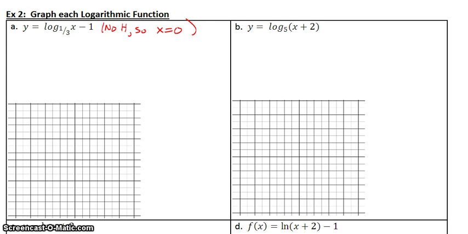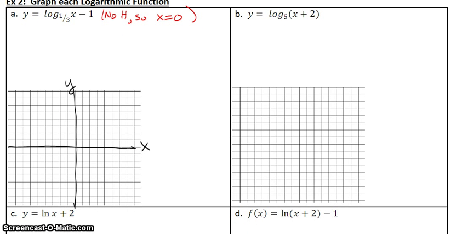Let me get myself set up here with my graph. That's just my xy coordinate plane drawn as best as I can. So I just said that x equals 0 is the asymptote. Notice that it's vertical this time.